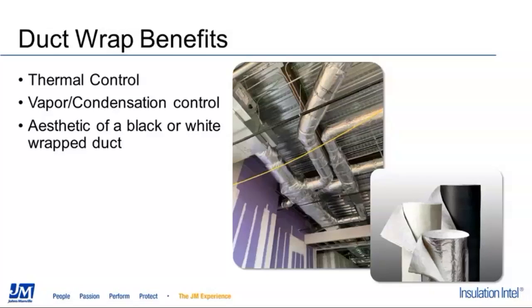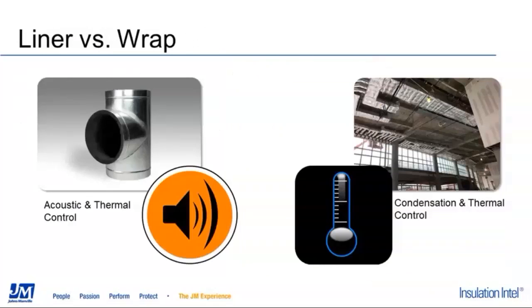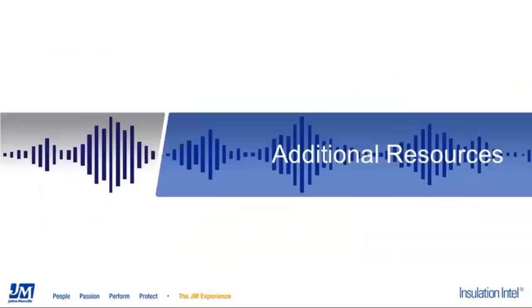And then we'll look at liner versus wrap. As you're looking for an acoustical insulation solution for your applications, you should keep your focus on Duckliner for insulation of double wall systems, as these insulation materials are designed for two things, thermal and acoustical control, while duct wrap is designed for condensation and thermal control. At this point, I will turn the presentation back over to Kim and let her take over from there.